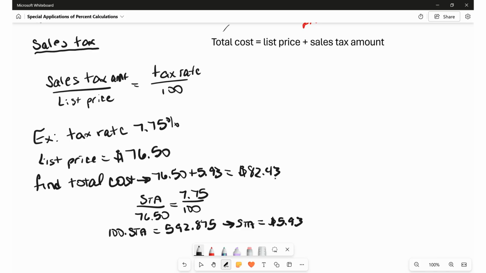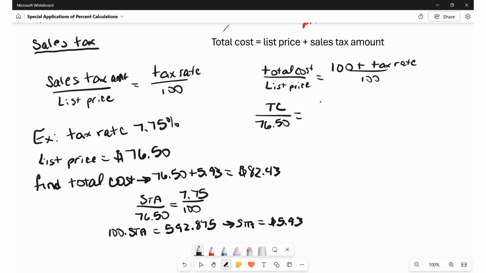But what if we wanted to do that shortcut? Well, the total cost over the list price will be equal to 100 plus the tax rate over 100. So in our example here, we're looking for total cost. We know that our list price is $76.50. We add 7.75 to the 100, so 107.75 over 100.